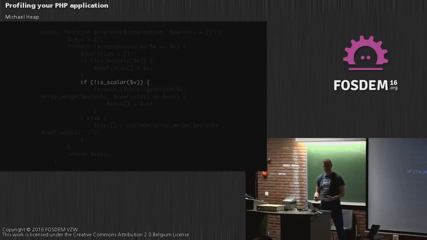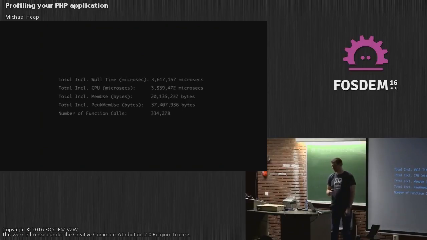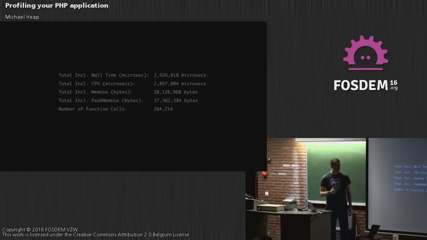I inverted that. If it's not a scalar value, recurse in. That's now one check instead of two. I could save us 7% of execution time. 2.9 seconds, down from 3.6, just by combining those checks.